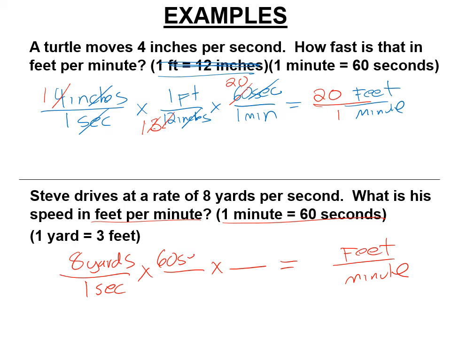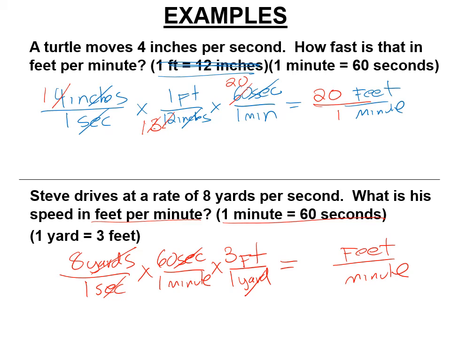So we're going to match this up, right? These cancel, and you turn seconds into minutes. Minutes is what we need for the answer, but we also need feet for the answer. So we've got to get rid of these yards. That means the 1 yard goes down here, and the 3 feet goes up here. Okay, so those cancel there.